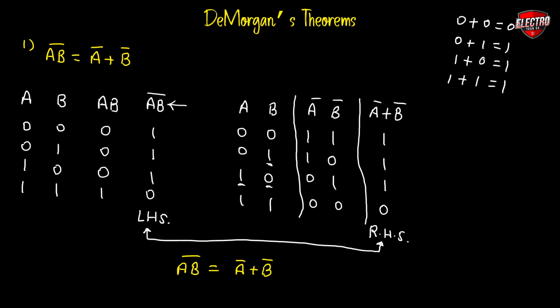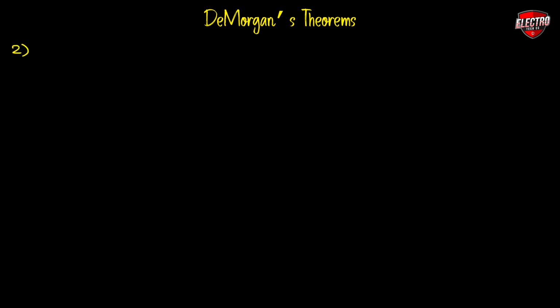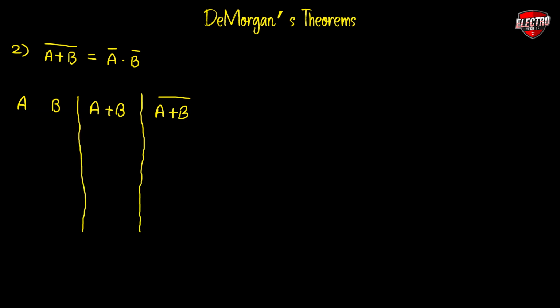The second DeMorgan's theorem is given as (a plus b) full complement, which converts to a bar dot b bar. Now let us check with the help of a truth table whether LHS is equal to RHS or not. First we need two inputs a and b, then we add both inputs and then take the complement of a plus b. If we have two inputs, then we have 4 possible combinations. For example, the first one is 0 0.